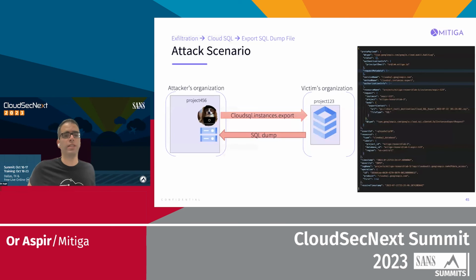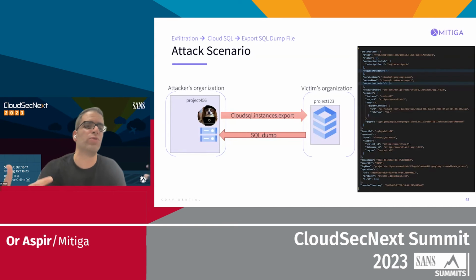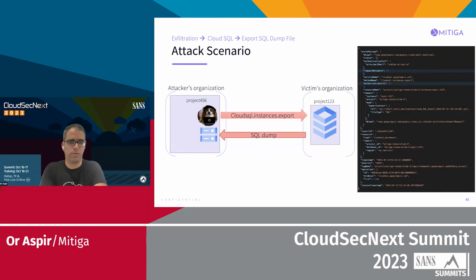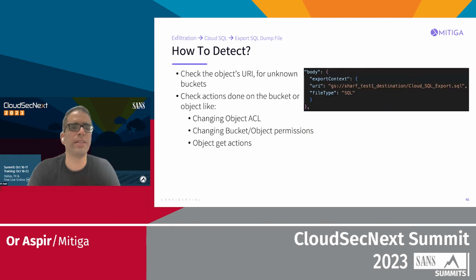So again, how the attacker can abuse it. The attacker can just run, again, from a different organization or in the same organization as the victim, the Cloud SQL instance export. They need to have permissions to write to the bucket, of course, and of course to read from the bucket in order to transfer the data to them. So on the right, you can see the log format. You can see here from which instance it came from. You can see in the export context in the body the object that will be created and the bucket itself, the format, which is SQL, and how you can still detect it as something that is malicious or suspicious.